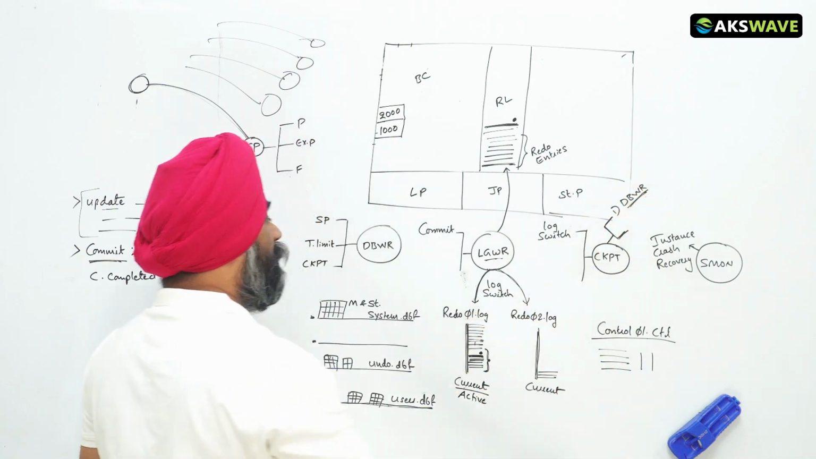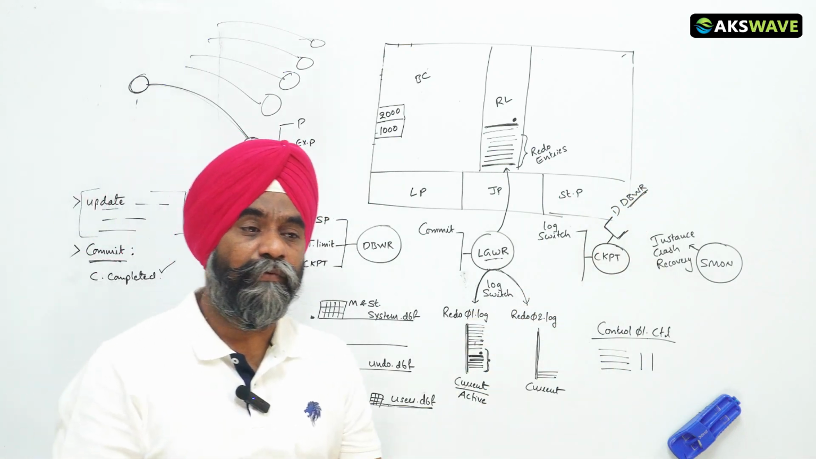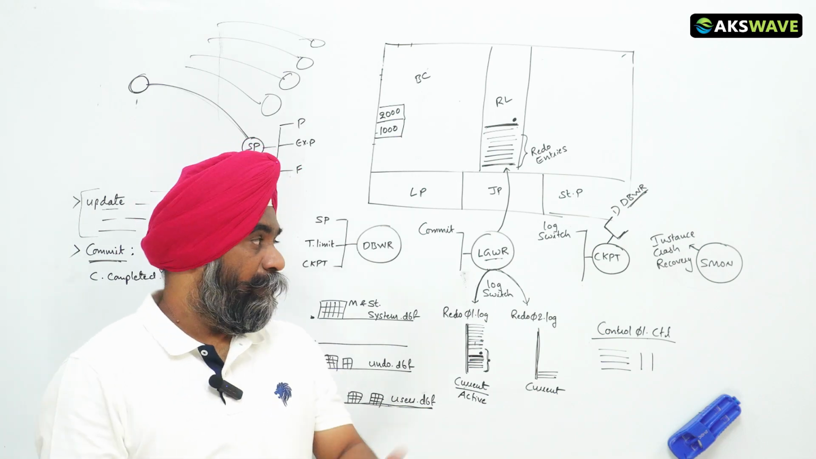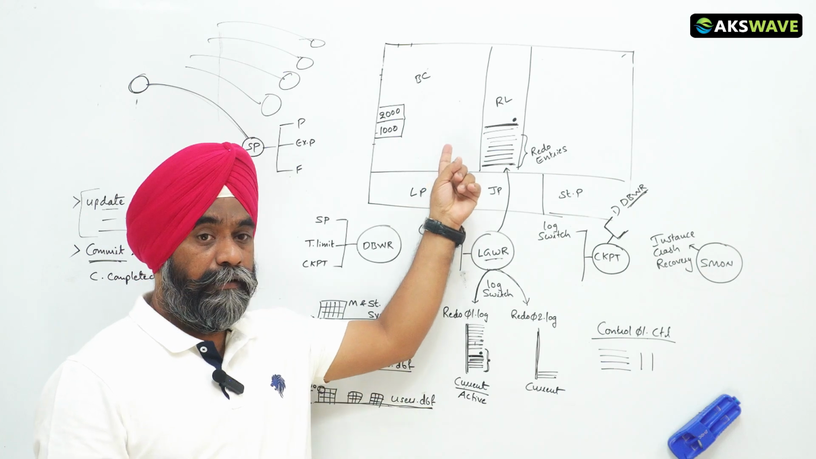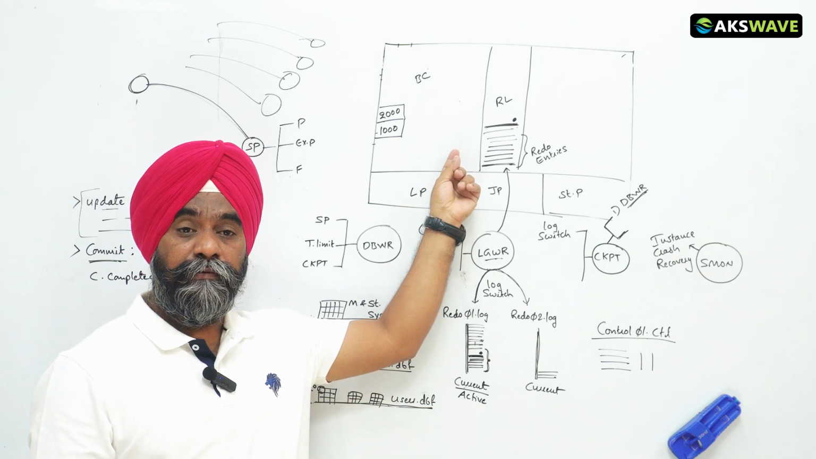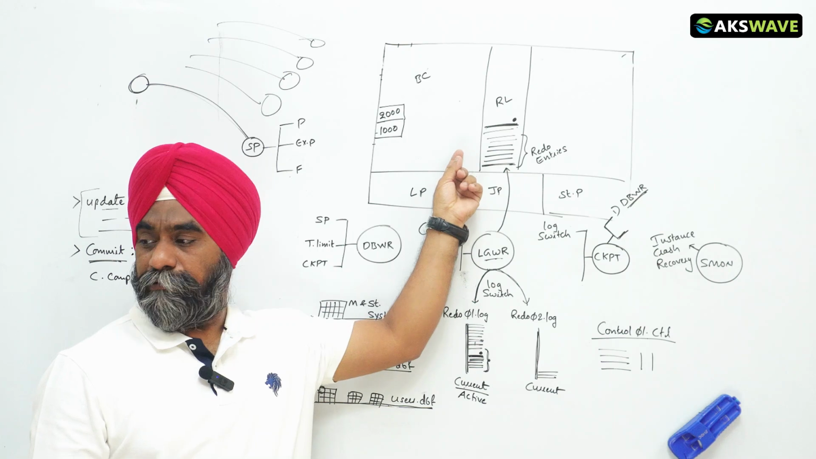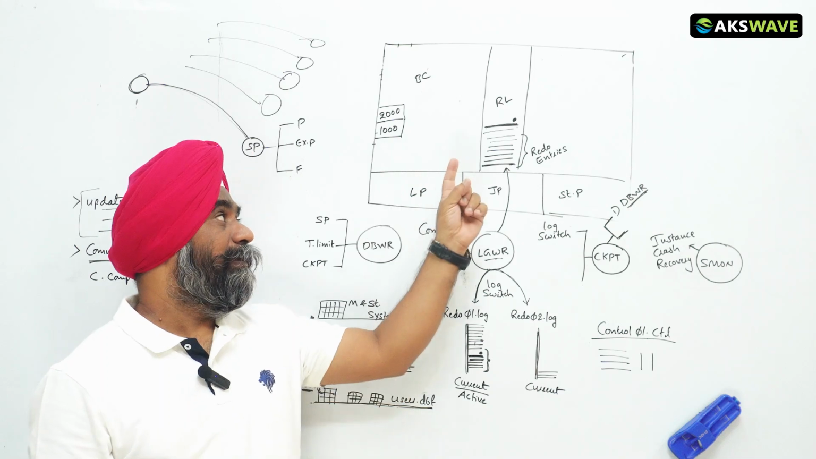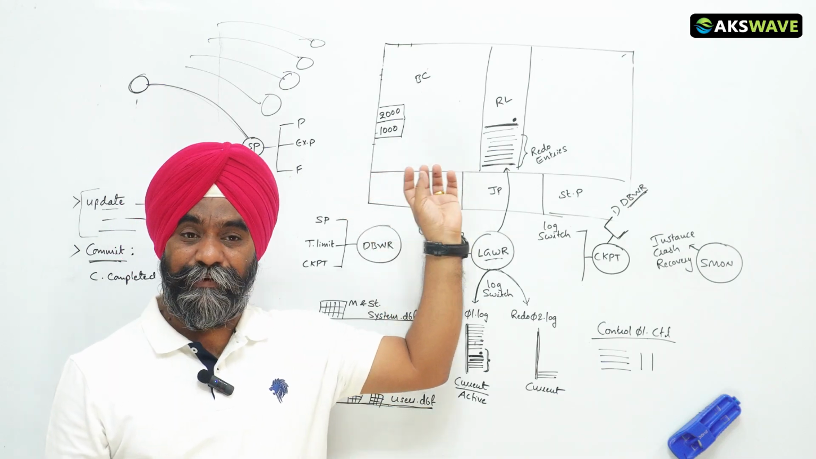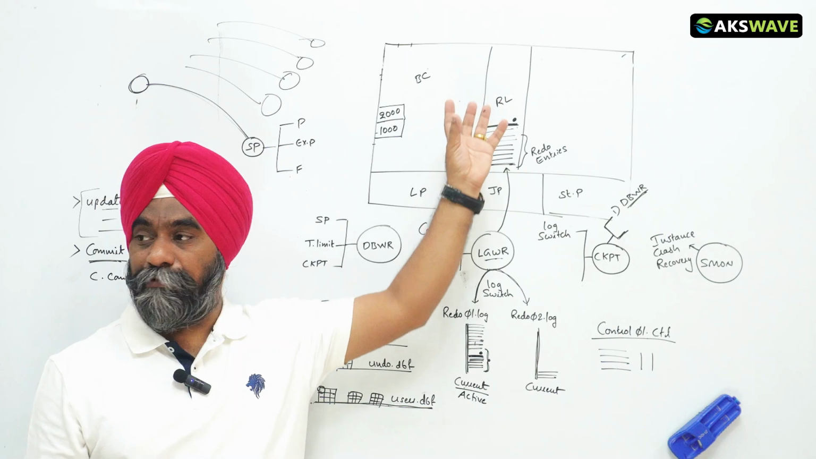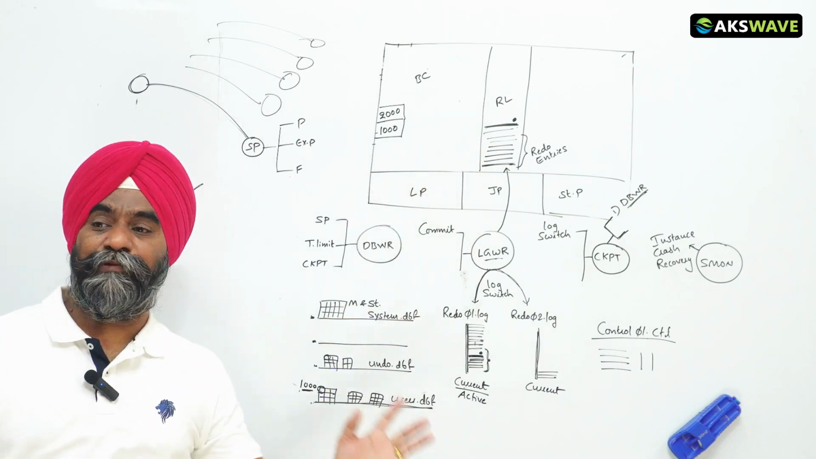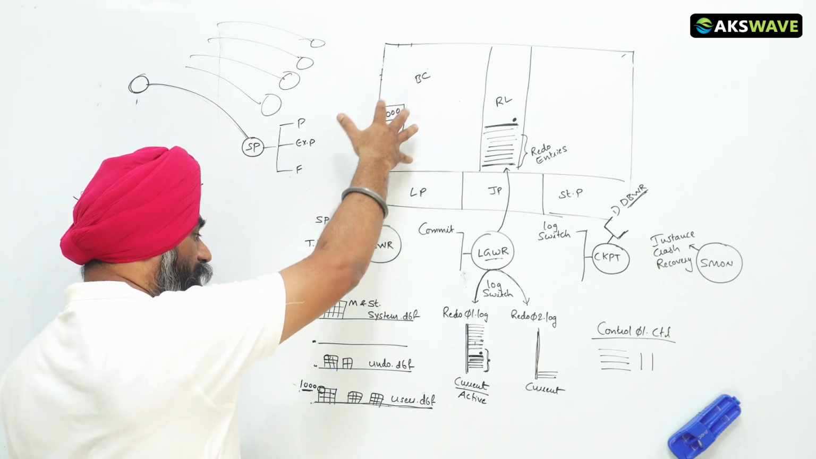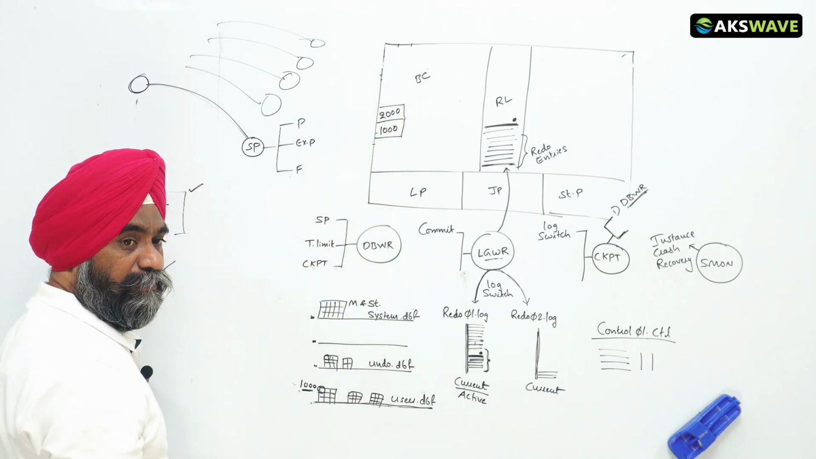Now, what will DB writer do? Please tell me, guys. What will DB writer do whenever invoked? It goes to the queue list and flushes all the dirty blocks. Sorry, not LRU, the checkpoint queue. It goes to the checkpoint queue, takes the dirty buffer addresses, then goes to all those dirty buffers and flushes them to the disk. Done. That is the job. So flushing out all the changes, that is the job.